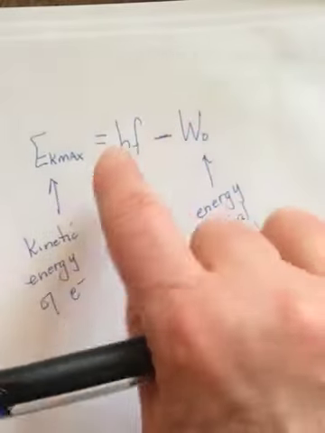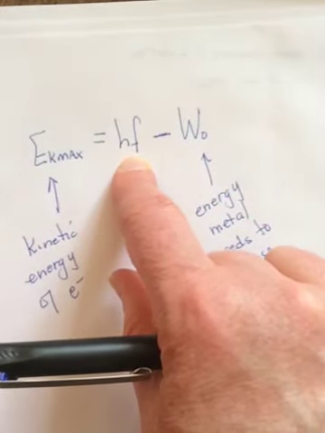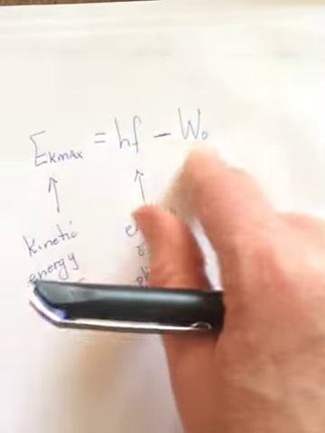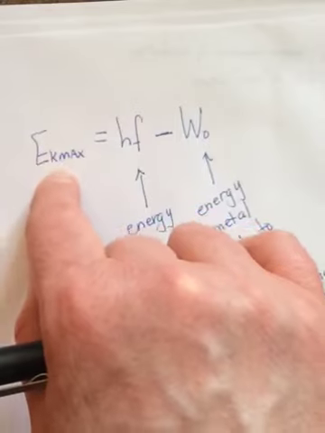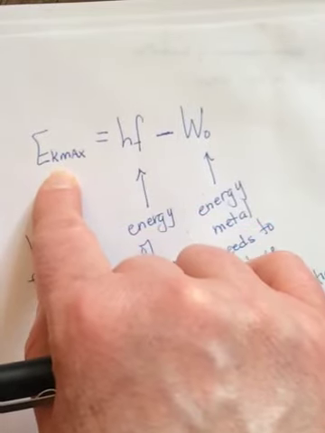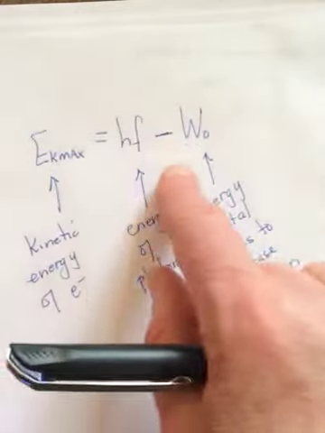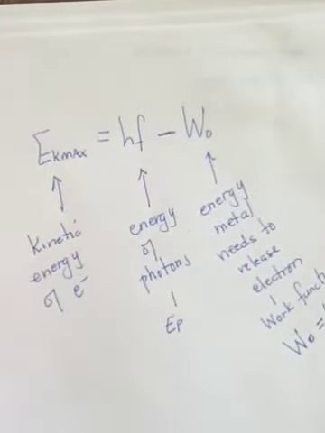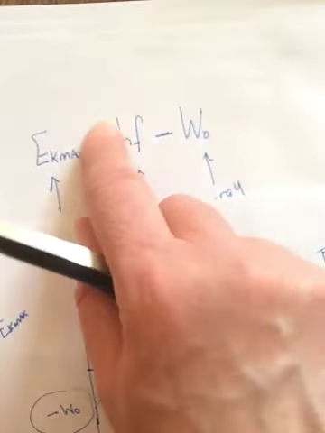So however much is left from the packet of energy that's coming in to strike the metal, once the metal takes away its required energy, whatever's left over, that's what the electron gets to travel across the evacuated tube. Okay? And that's why as you increase the F, the frequency of the light, this goes up.